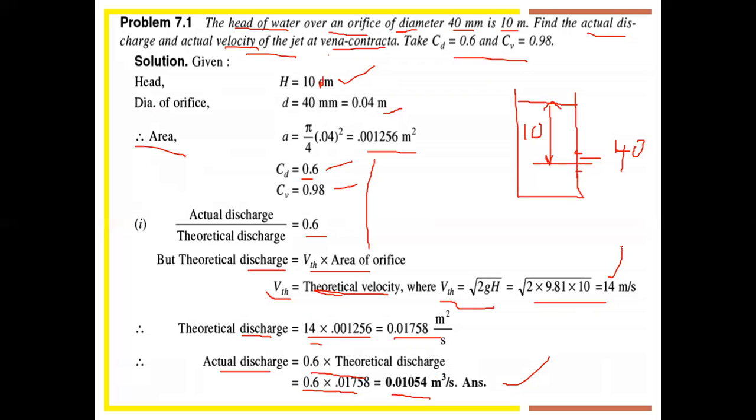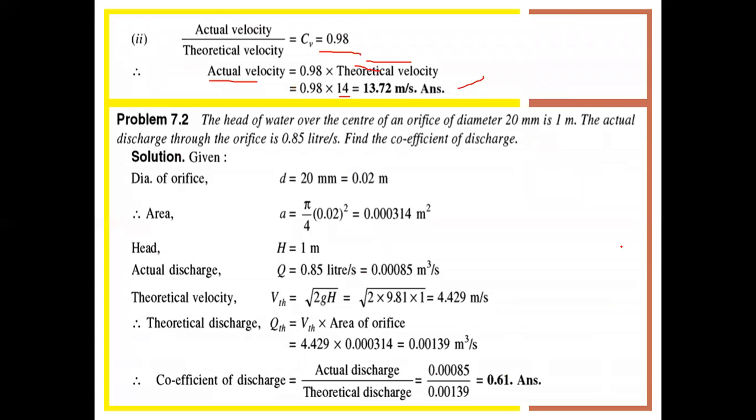Right? Next. Hope you understood the problem. Very simple problem. Direct formula. The head of water over the center of an orifice of diameter 20 mm is 1 meter. The actual discharge through the orifice is 0.85 liters per second. Find the coefficient of discharge.